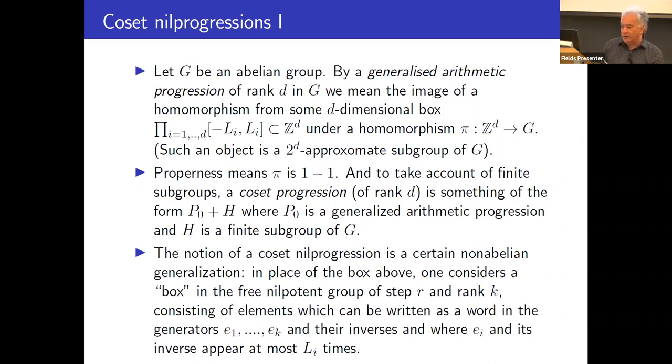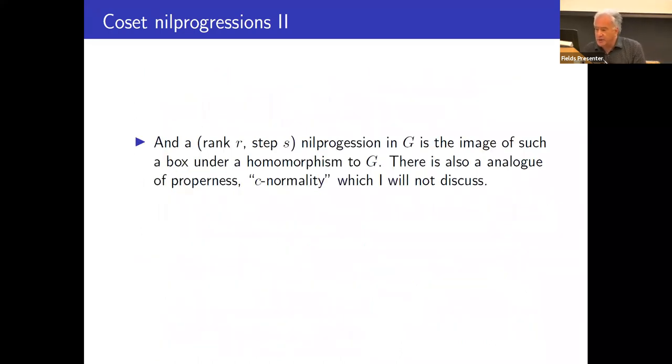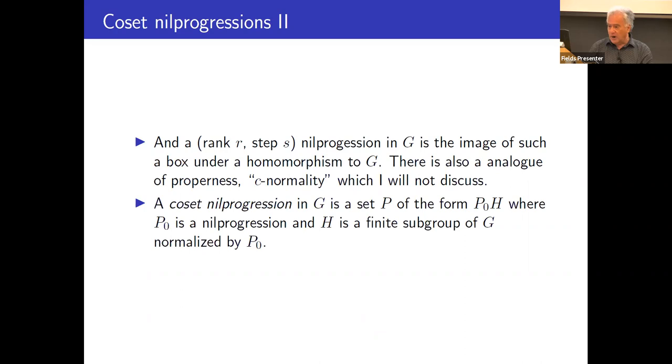So the data here will be R and K and L1 to LK. That determines the box. And now you again take a homomorphism from this box into your group G, and the image will be a nil progression. So it's the analog of the previous thing. A rank K, step R nil progression is the image of such a box under a homomorphism to G. And there's an analog of properness, which they call C-normality for a given C. This is a kind of irredundancy condition. I'm not going to talk about it.